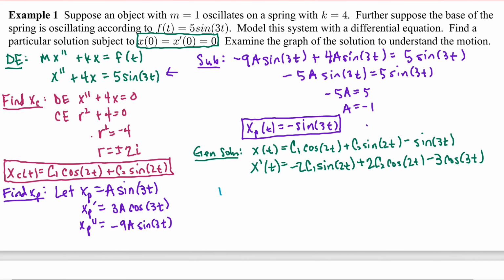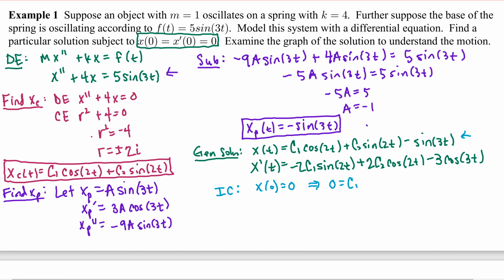Our first given initial condition was x of 0 equals 0. Let's go ahead and plug that into our function x. I'm going to set the function equal to 0, and we're going to plug 0 in for t. Cosine of 0 is equal to 1, so we're going to end up with c1, and then sine of 0 equals 0, so that's it. 0 equals c1. That one was pretty easy.